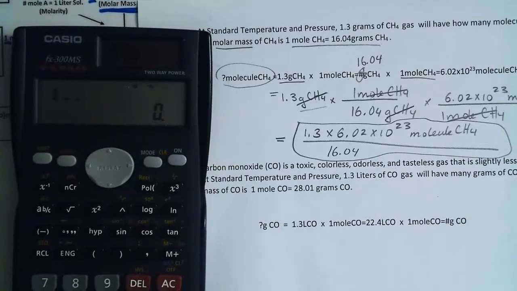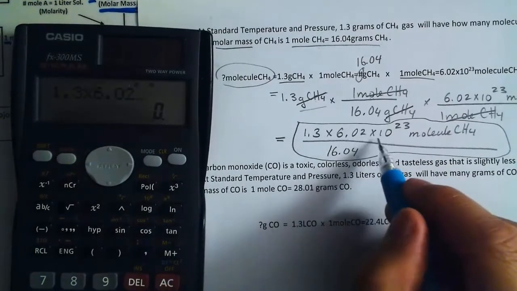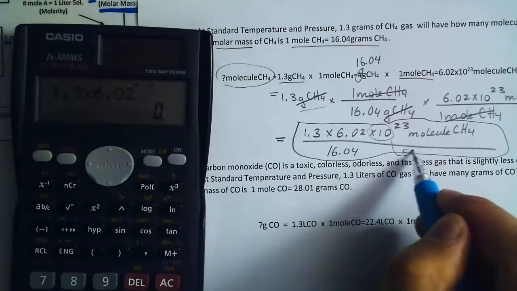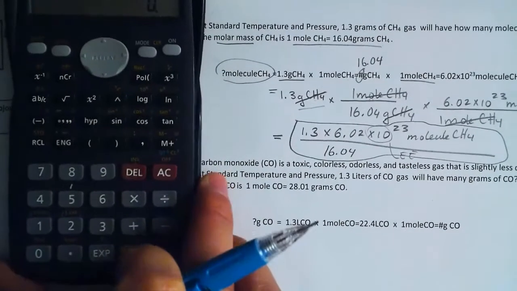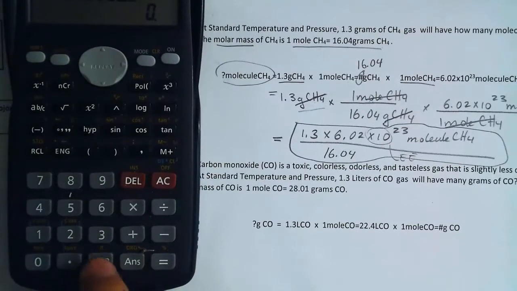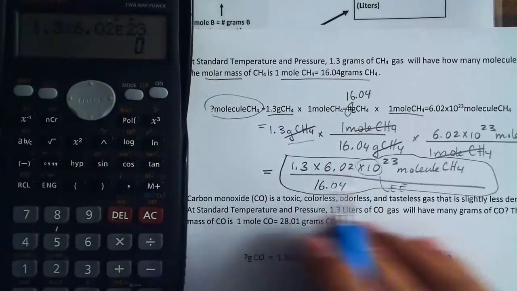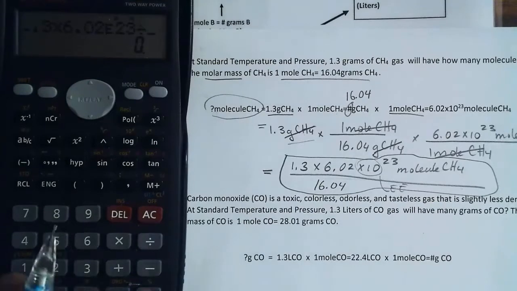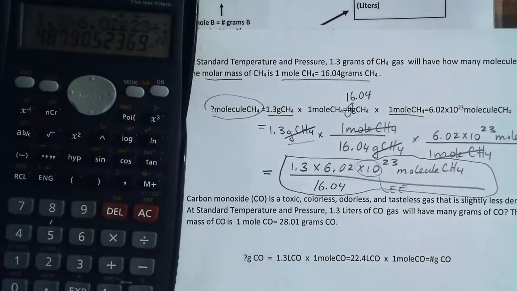We have 1.3 times 6.02, and remember this is represented by the button right here, the double E button, or EXP, which is right here. So I press EXP, and what's the number right there? 23. Then I just continue. This line represents division, divided by 16.02, or in this case 0.4, and then we have our answer.